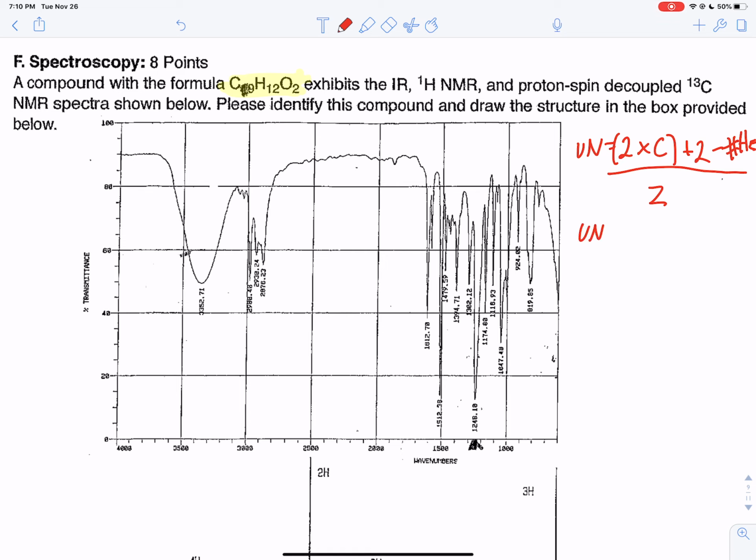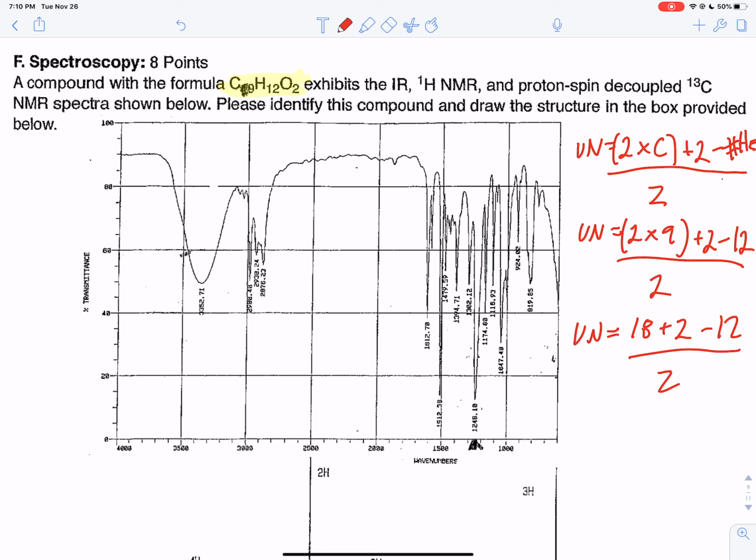So everyone, I want you guys to all solve for the unsaturation right now. Make sure we get the same thing. All right. So you got 2 times 9. Okay, did you guys get 4? Good.